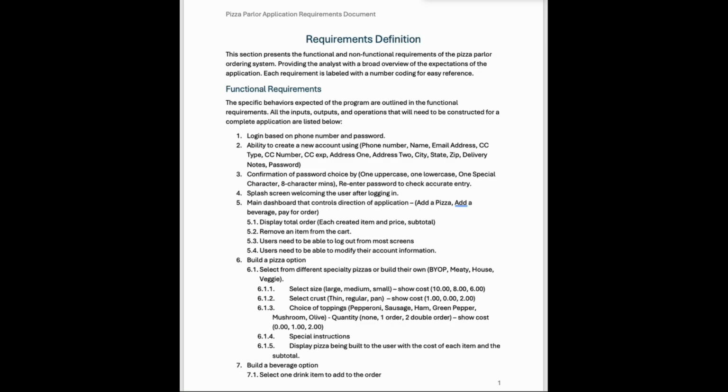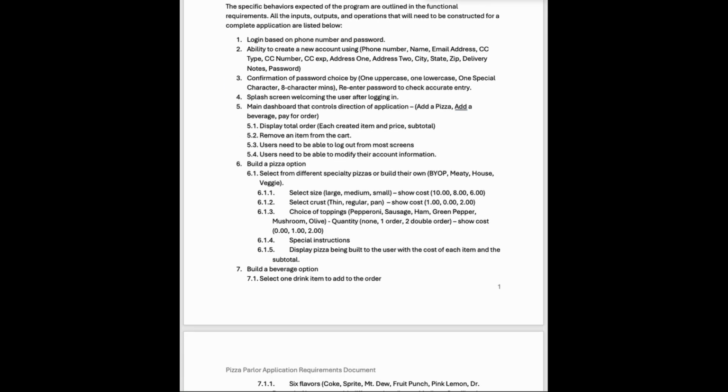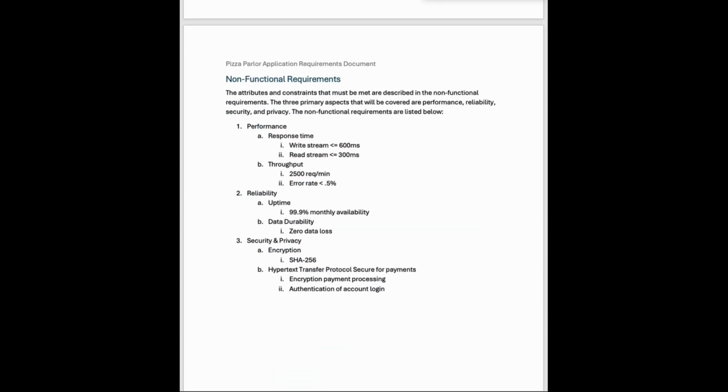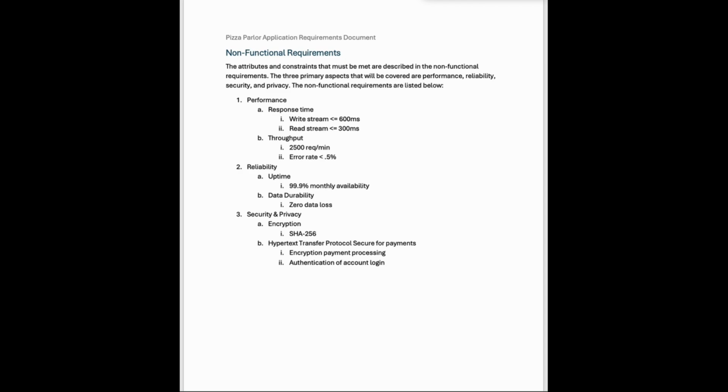So, we covered the core features, for example, creating accounts, placing orders, customizing pizzas and drinks, handling delivery, processing payments, and generating receipts. These are the essentials that make up the user experience. Then we outlined the non-functional requirements, which described things like performance, security, and reliability, essentially the qualities that make the system feel smooth, safe, and dependable.